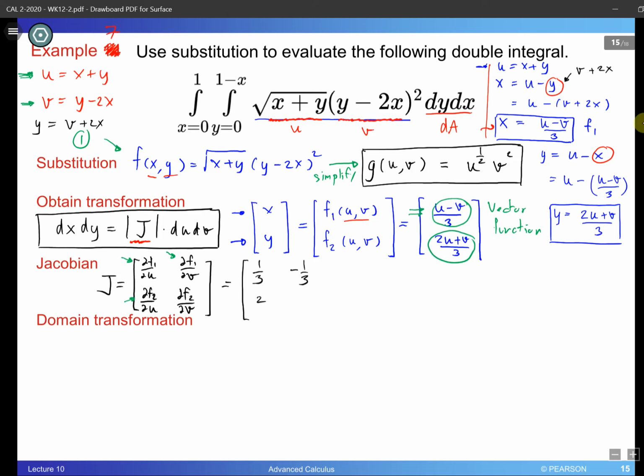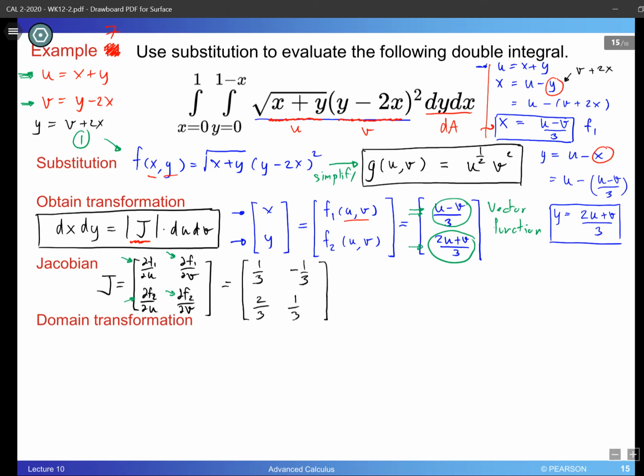Okay, 2 over 3 right here. Now let's diff this, find this F2 with respect to v. Let's diff this with respect to v. We get 1 over 3. Alright, so that is the complete Jacobian matrix.